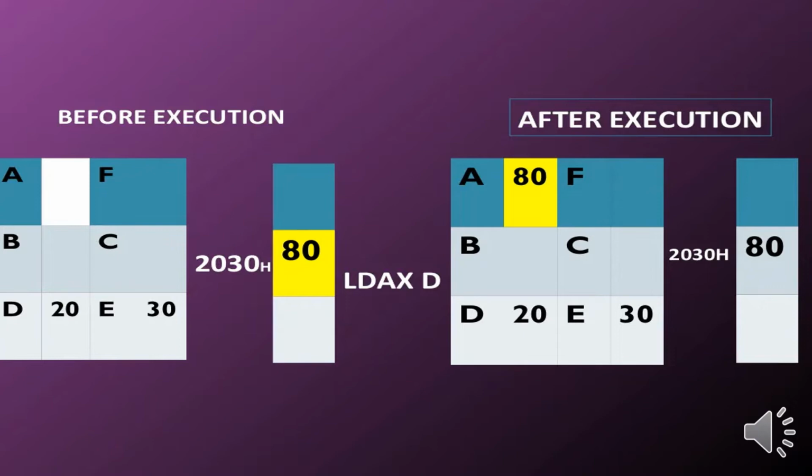After the execution, the A register content is overwritten with a new value of 80. The 80 is the content of 2030H pointed to by the DE register pair. The HL register pair is a memory pointer that points to the memory content. But here we are using the D register pair as a memory pointer to 2030, and the content at location 2030 is copied into the accumulator indirectly by the instruction LDAX D.